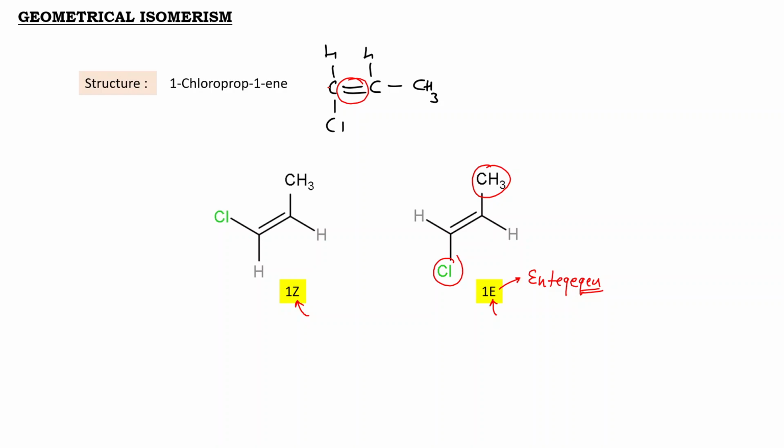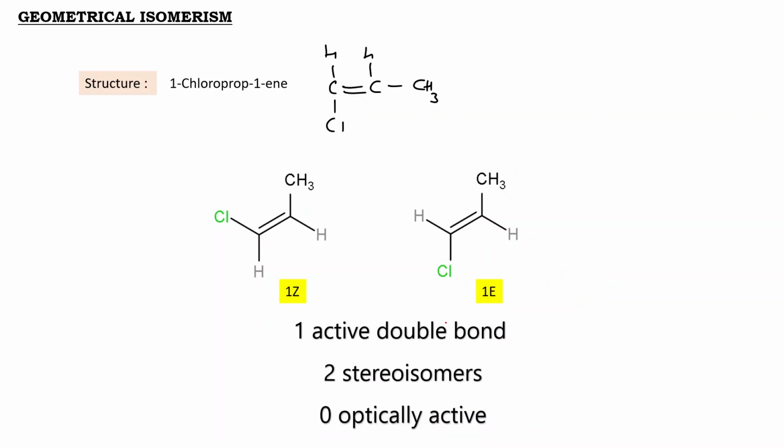So now also, what is this one? This double bond is at carbon 1, it's between 1 and 2, but we count the double bond to be at the first carbon. That's why we have written 1Z and 1E. Okay, so let's now summarize this. One active double bond, you will get 2 stereoisomers and 0 optically active compounds.